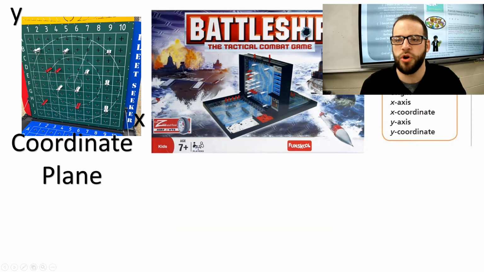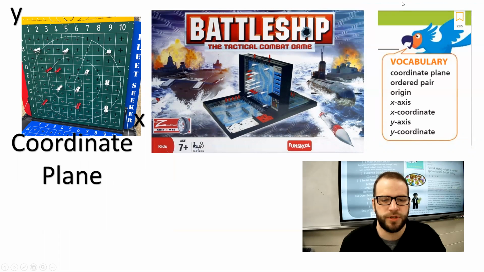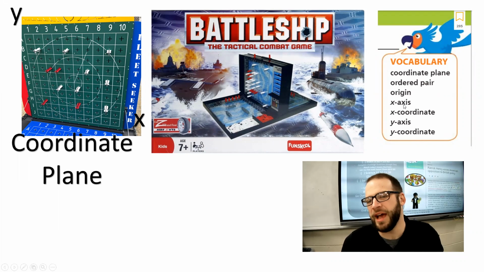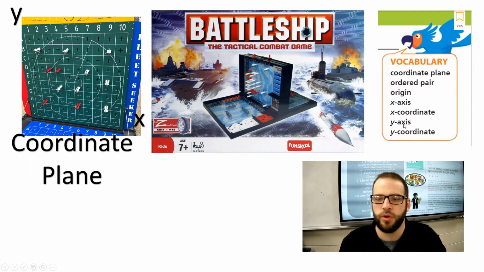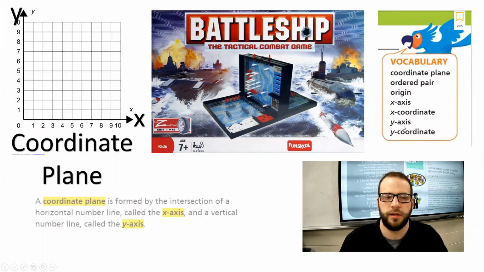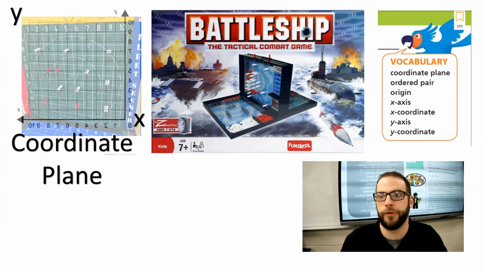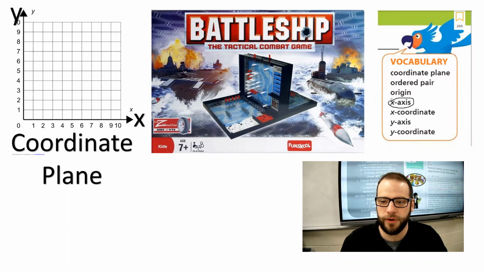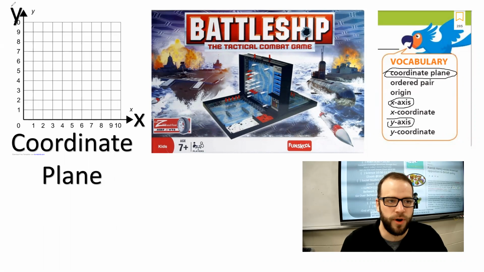Let me show you what I mean. First, let's talk about the vocabulary words. We have the coordinate plane, ordered pair, the line of origin, the x-axis, the x-coordinate, the y-axis, and the y-coordinate. Well, oops. Let's look at a real coordinate plane before we discuss these vocabulary words. The first vocabulary word is x-axis. That's the one I want to look at first, and y-axis and coordinate plane. So the coordinate plane is literally this graph right here.